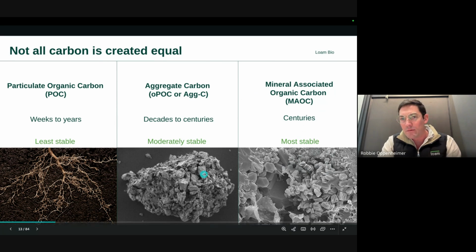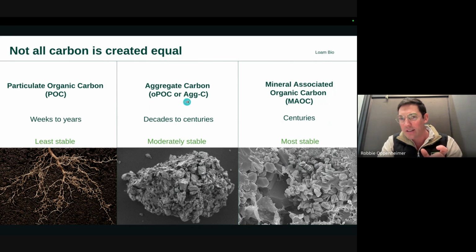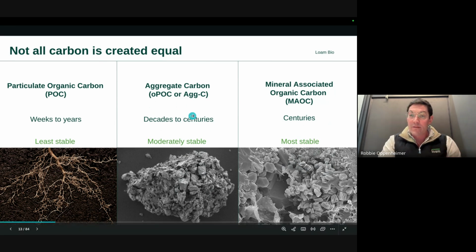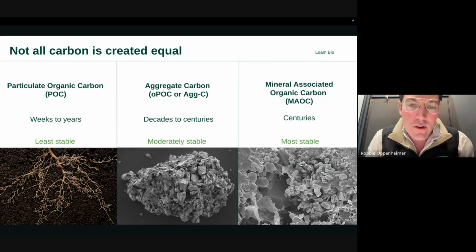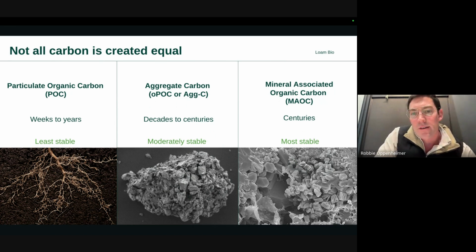This intermediate pool, called occluded particulate organic carbon or aggregate carbon, can take decades to centuries because inside those soil aggregates, it's protected. Carbon is protected from oxygen and other microbes. This is one that we focus on because there's also other co-benefits of soil aggregation in the nutrient use efficiency in soil, water use efficiency in soil. I'll speak to some of those now.